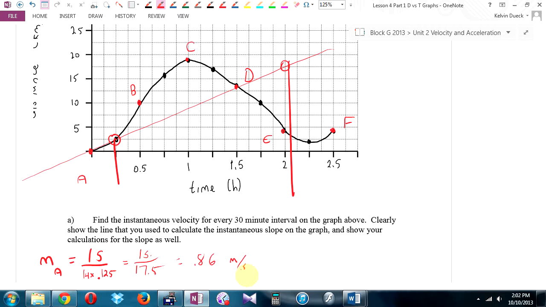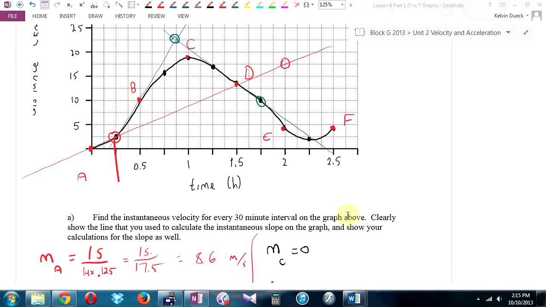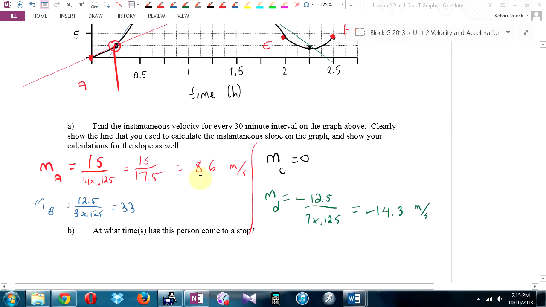Does that make sense? So take a few minutes right now, see if you can get the instantaneous slope for B, C, D, E, and F. I'm going to pause the video and freeze the screen. Okay, we're back. I went through this with my students. I also made an error on my calculator. When I calculated this, I put a 1.25 instead of a 0.125, so the first slope was 8.6. We did 4, and then we called it because we felt we were getting the hang of it.